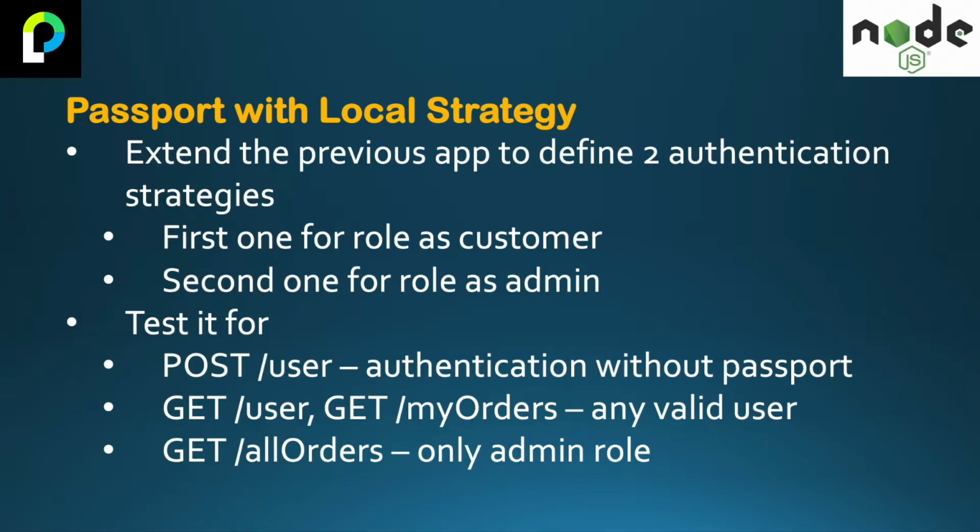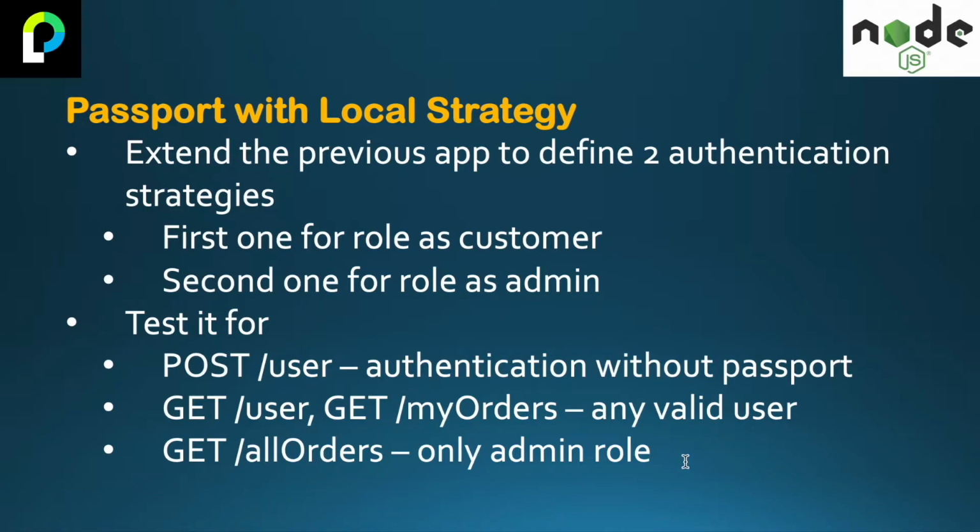Next, what do we want to do? Extend the previous app to define two authentication strategies: the first one for role as customer and the second one for role as admin. Post /user will work as it is because it's not authenticated through passport. Get /user and get /myorders will work for any valid user, and get /allorders will work only for the admin role.